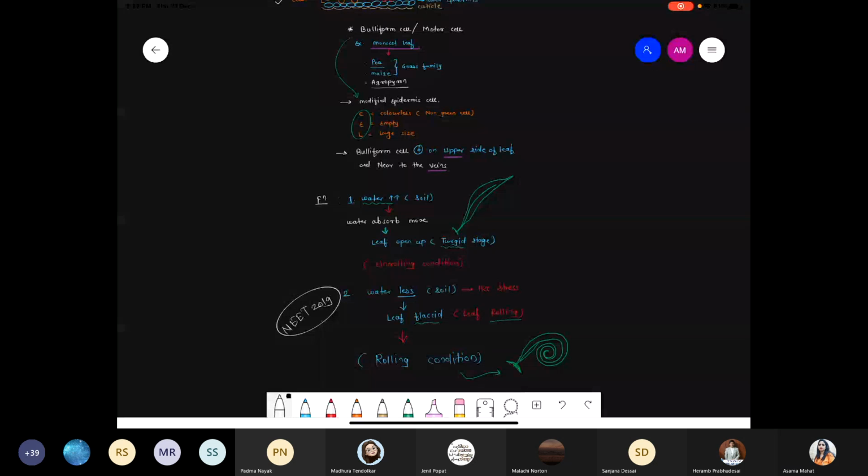Chalo, doubt clear? Any doubt? Okay, done. Should I continue the last part of this chapter, secondary growth? Quite interesting, very important, and quite confusing also. Chalo, should I continue?